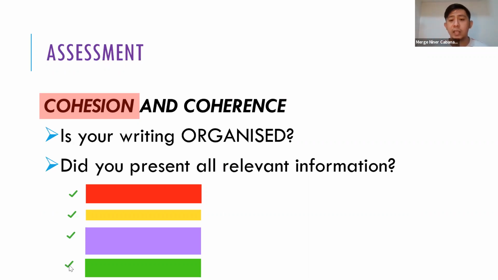Now, when it comes to cohesion, you also have to make sure that there is a connection. Okay, there should be a connection between those two ideas. So what I mean by this is that this introduction must be connected to your general overview. Your general overview will be connected to your first paragraph of the specific details. And then another connecting device will be used for your last paragraph.